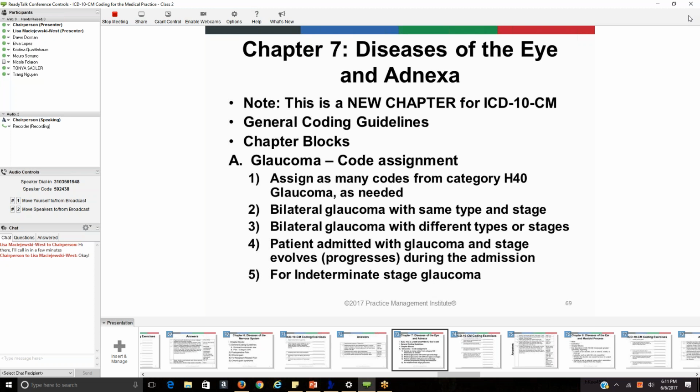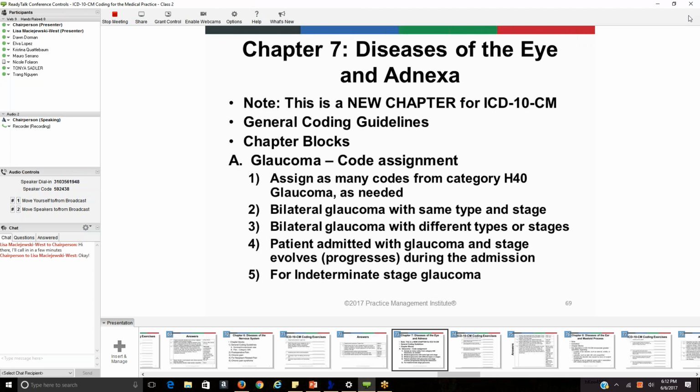So without further ado, let's go ahead and get started with Chapter 7. Chapter 7 is actually one of the few chapters where ICD-10 is different than ICD-9. In ICD-9, diseases of the eyes and ears were all combined into one chapter, and now Chapter 7 and Chapter 8 have separated those two anatomical sites.